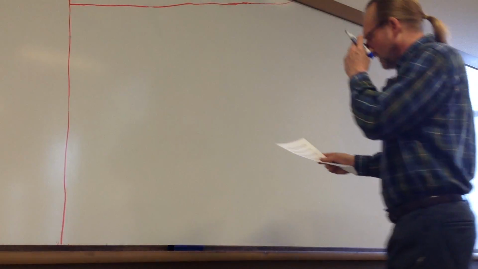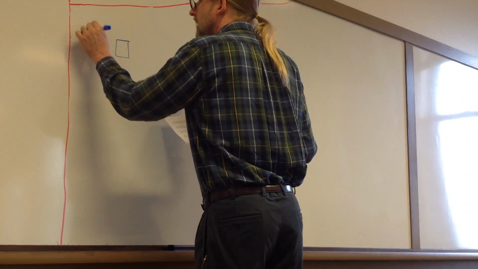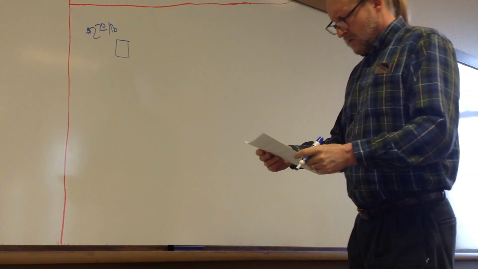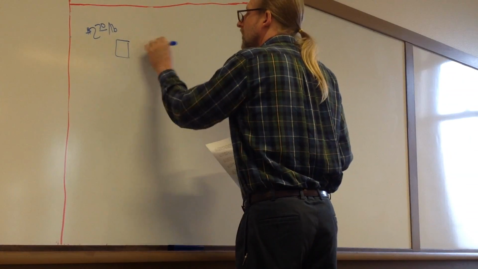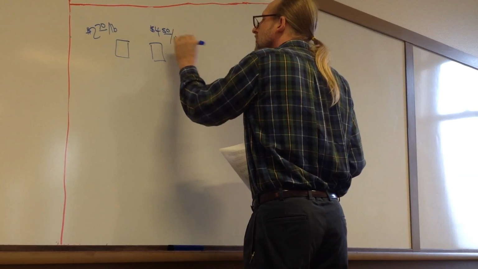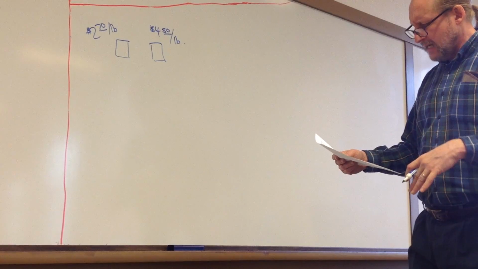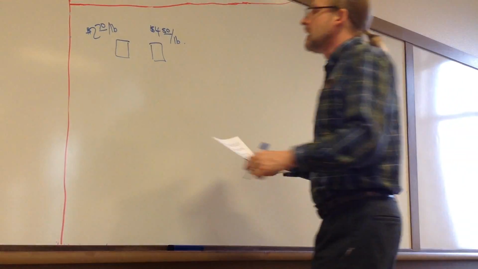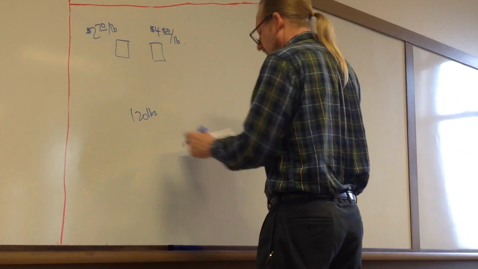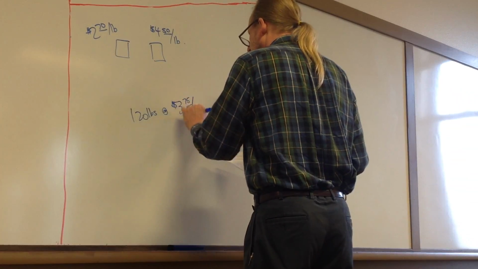It said a bake shop has cookies worth $2.70 per pound, and then some other cookies that are worth $4.50 per pound. And we want to mix these together so that we get 120 pounds of cookies that cost $3.75 a pound.